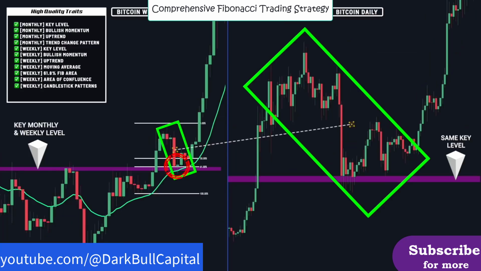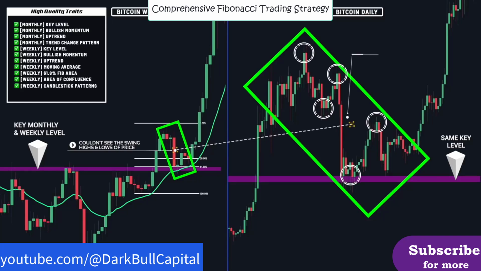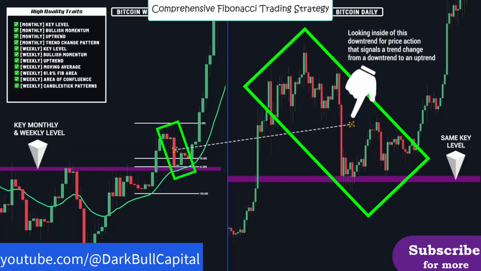Here is the weekly time frame area of confluence. Here's the same area of confluence on the daily. Now on the weekly time frame, notice that you couldn't see the swings of price, whereas on the daily time frame, you can clearly see the swing highs and lows and movements of price. So again, we are looking for price action that signals a trend change from a downtrend to an uptrend, and we got this trend change pattern in 2 forms.